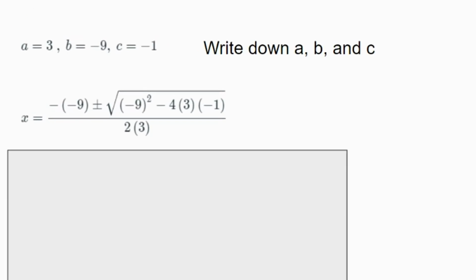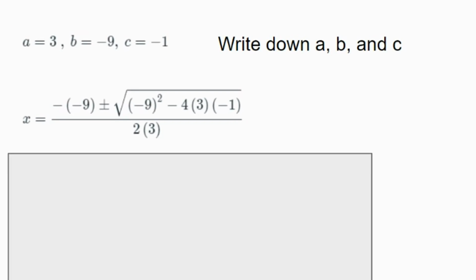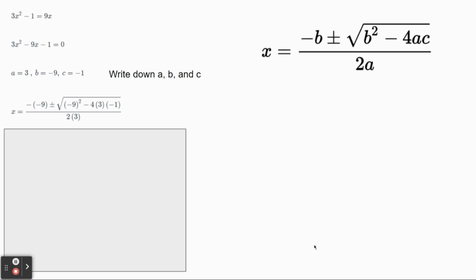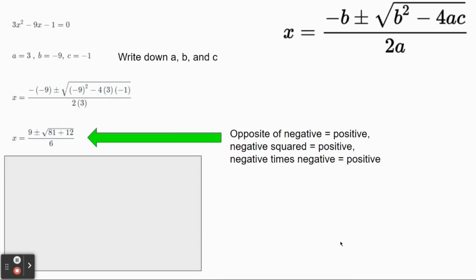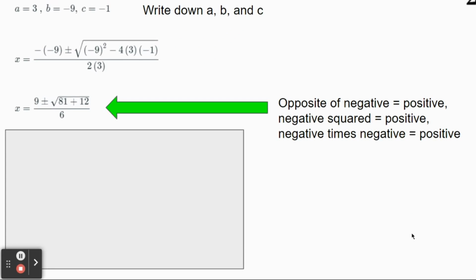So as you can see, I carefully and slowly, I say do this slowly, because I'm going to tell you most of the mistakes that people make are in substituting in, and the next few steps here is where most of the mistakes are made. Either people forgetting, for example, negative 9 squared. People will accidentally put negative 81, but it's positive 81. What is the opposite of negative 9? Well, it's positive 9. What's negative 4 times 3 times negative 1? It'll be positive 12. So this is where a lot of the mistakes get made.